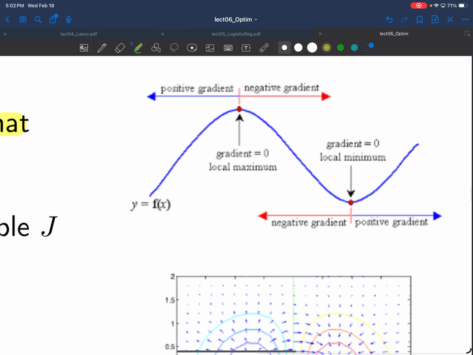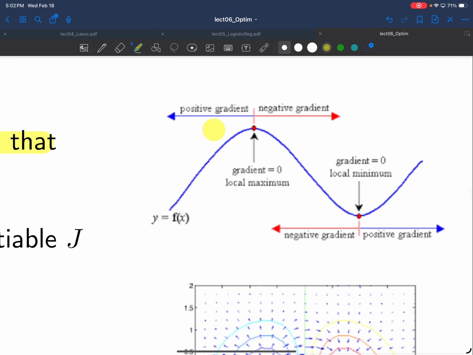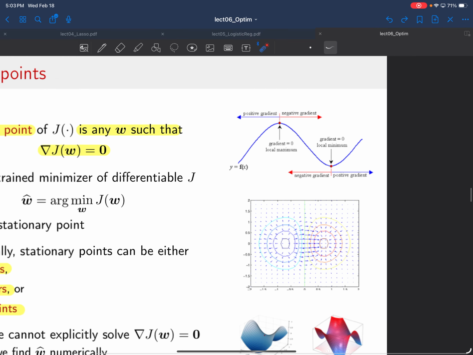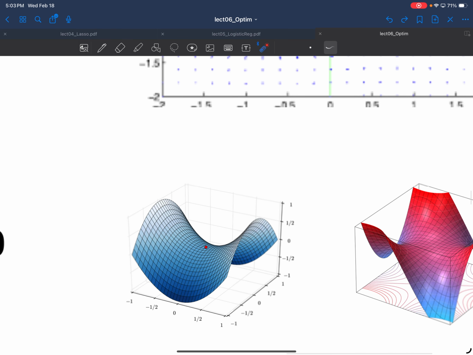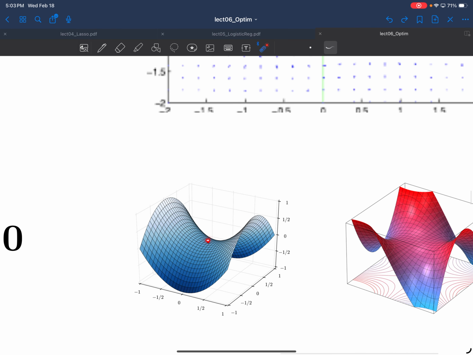So here we just have a one-dimensional picture. We can see the slope is 0 here at a maximum. At exactly that maximum, the slope is 0. At the minimum, the slope is 0. And here we have some pictures of saddle points in 2 dimensions. If we look at any point there, the gradient is going to be exactly 0 at that point. There's no curvature in any direction.